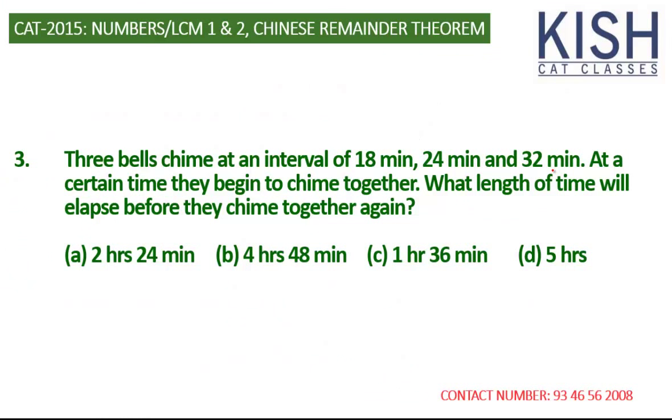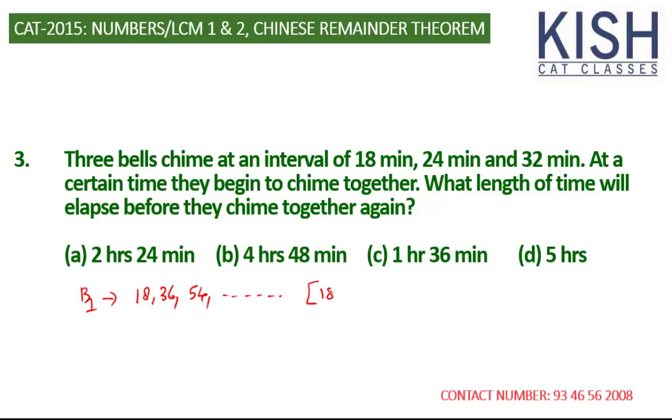This is a word-based one. Three bells chime at intervals of 18 minutes, 24 minutes and 32 minutes. At a certain time, they begin to chime together. What length of time will elapse before they chime together again? It's quite simple. Let's say bell 1 chimes at 18, then the next one is 36, next one is 54 and so on.